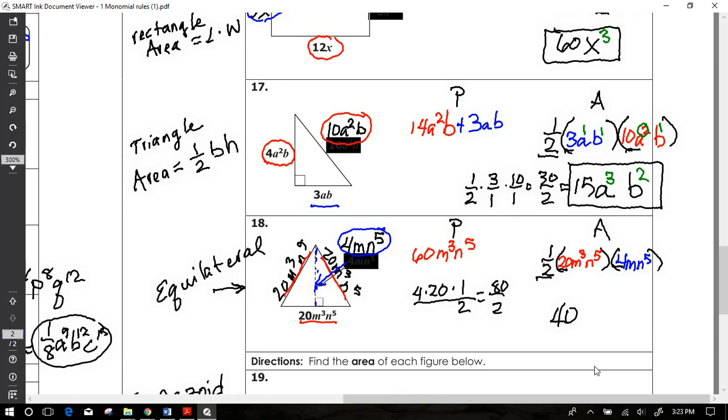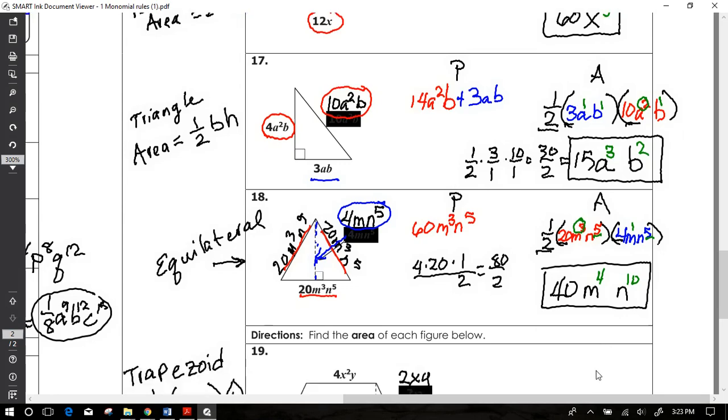Now let's do my m's and n's, and I will be done with these first 3 example problems. So for my m's, I have 3, and 1 more is 4. For my n's, I have 5 and 5, which is 10. And that is my final answer for my area. Okay? Alrighty. We've only got 2 more problems to go.